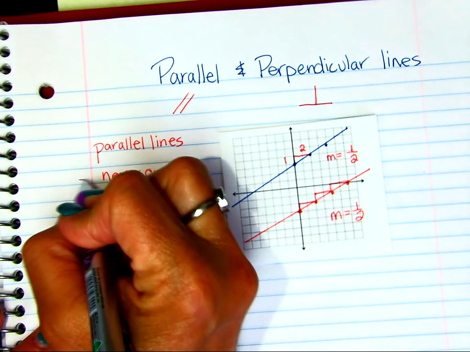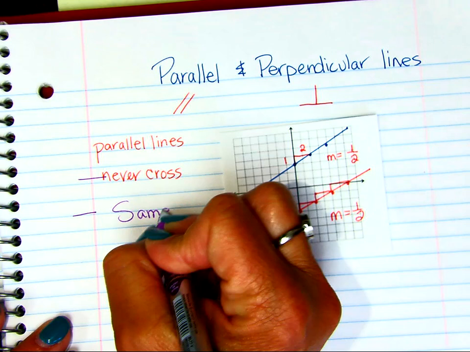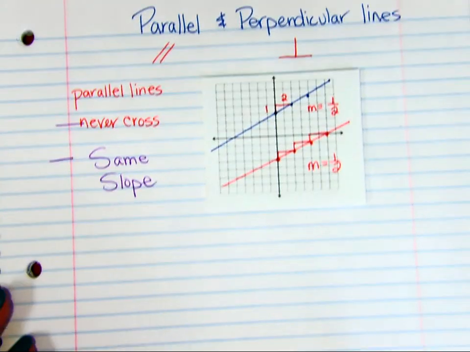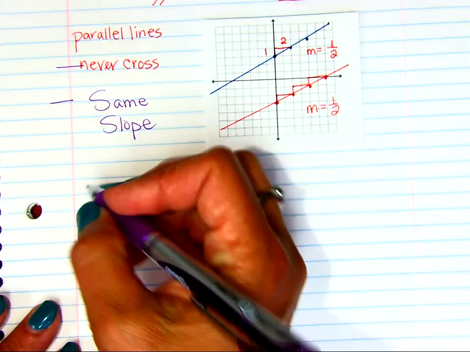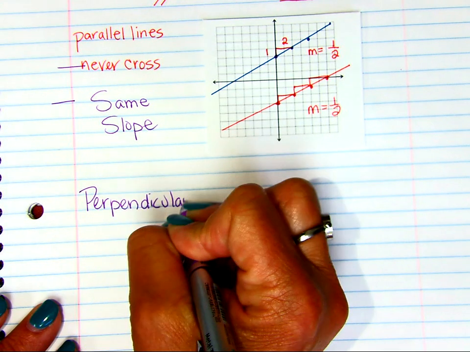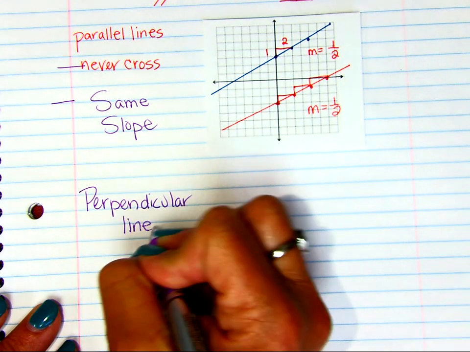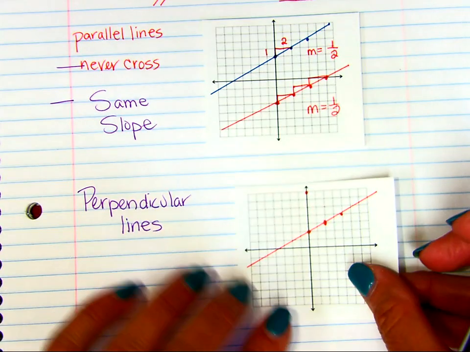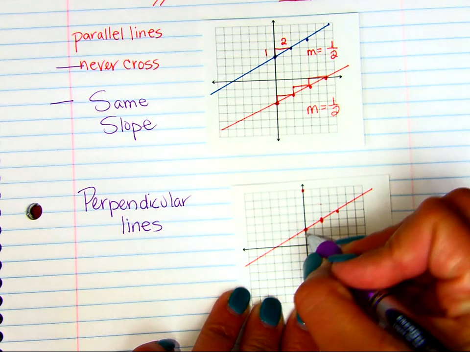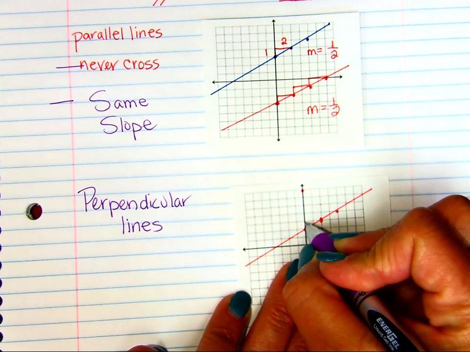Okay? Now, perpendicular lines are two lines that do cross. Here's an example: I have one line drawn, this line right here. Again, it has a y-intercept of 2 and once again a slope of 1/2, so I'm just going to write that right here. Now a perpendicular line, I have one started here.